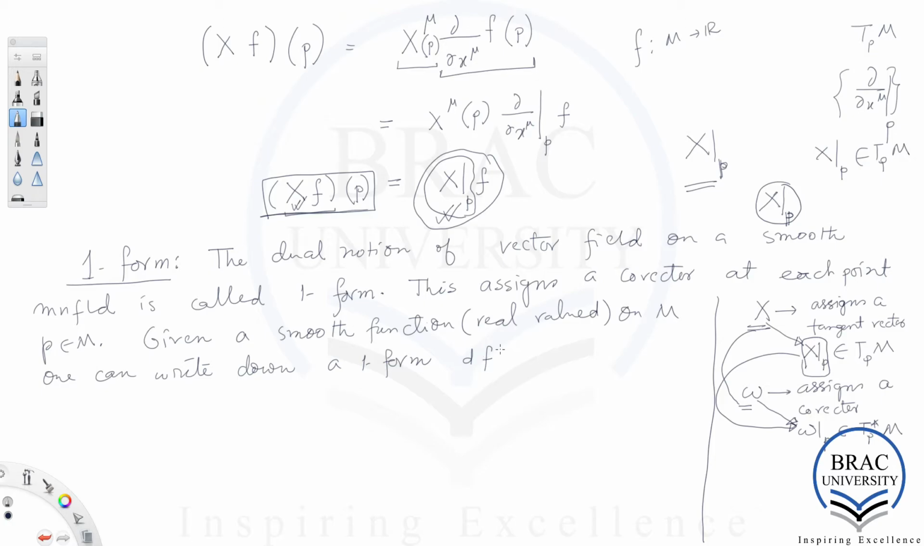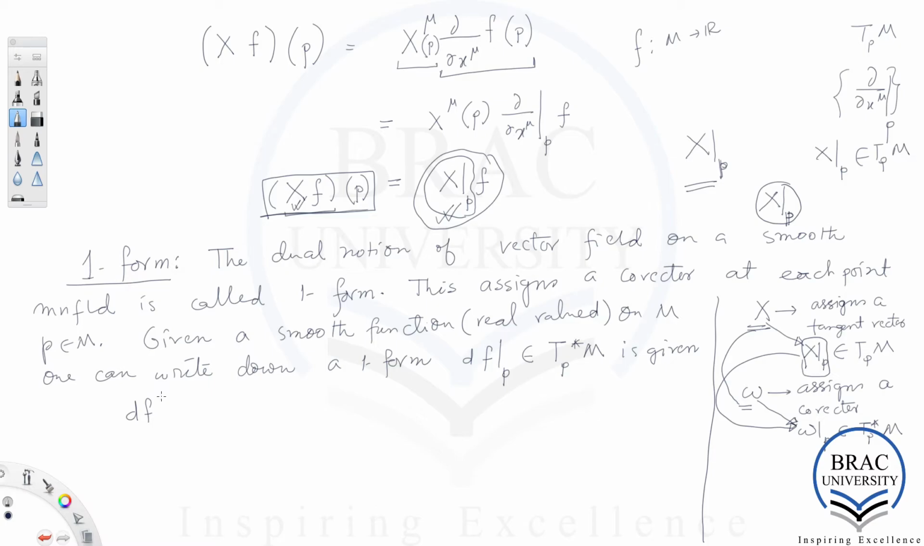df such that it assigns at each point P in M a covector, right, which is an element of the cotangent space at the point P of M. And this is an element of the dual space of the vector space TPM, right? And this is given by, because an element of the dual space acts on a vector of the underlying vector space to give a number.